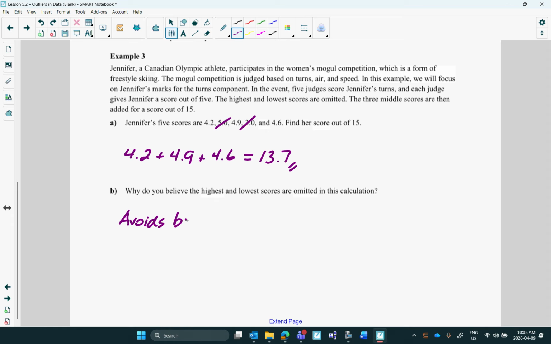Avoids bias by judges. I won't write what we just discussed, but those are in notes on Teams. And there have been lots of accusations of that in many years in the Olympics. Okay, and that's one way that they dealt with it.